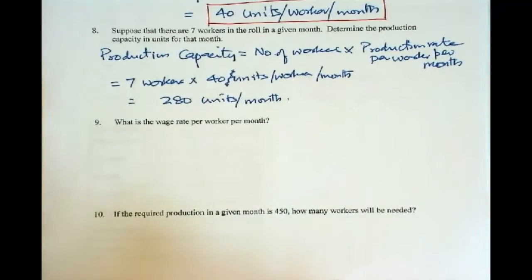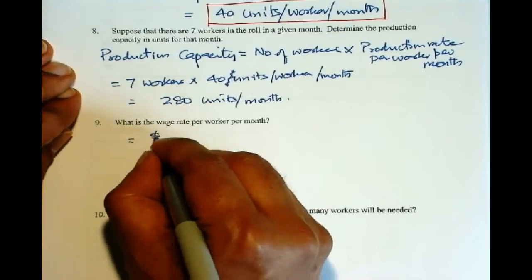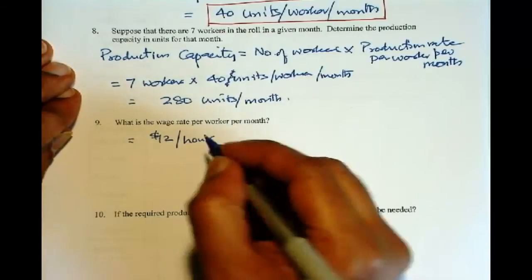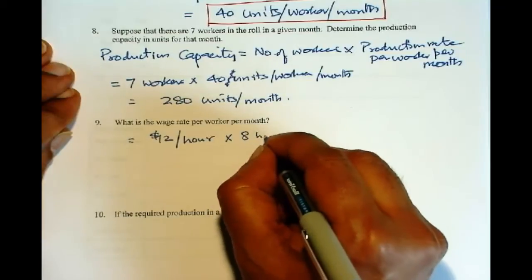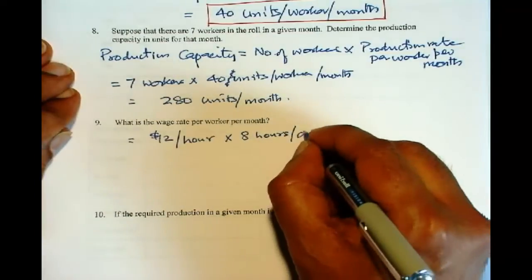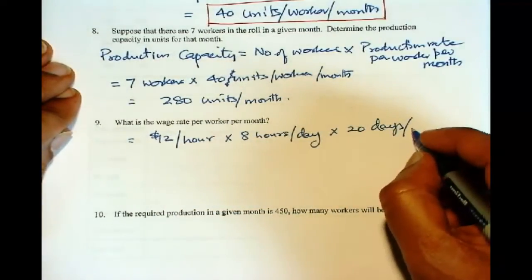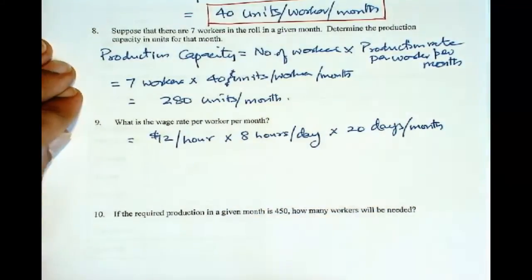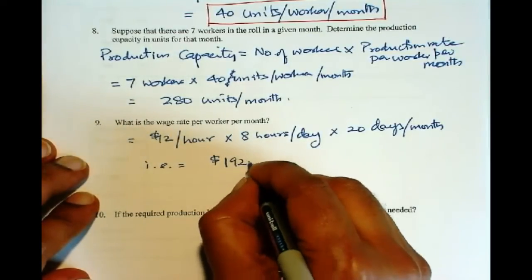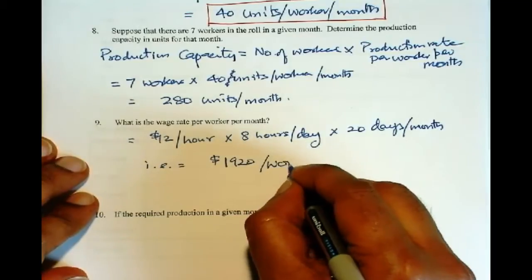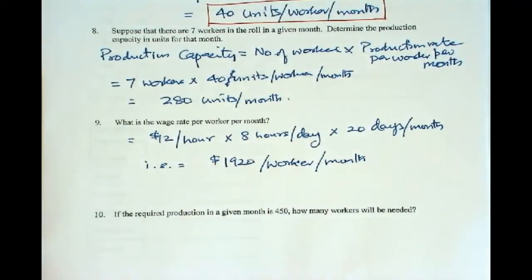Now what is the wage rate per worker per month? So that is equal to $12 an hour, which is given, times 8 hours a day times 20 days per month. So that is equal to $1,920 per worker per month.